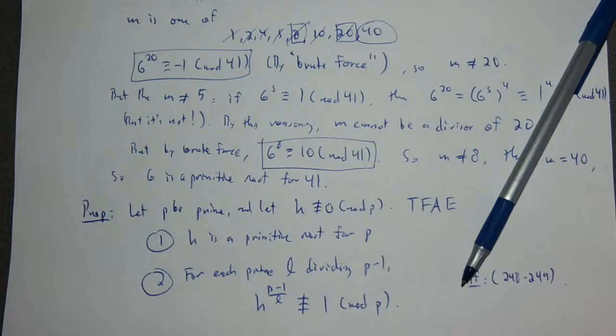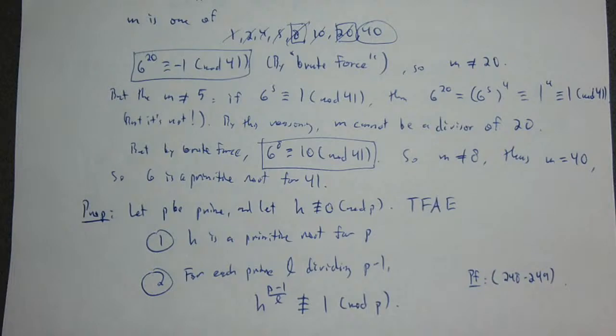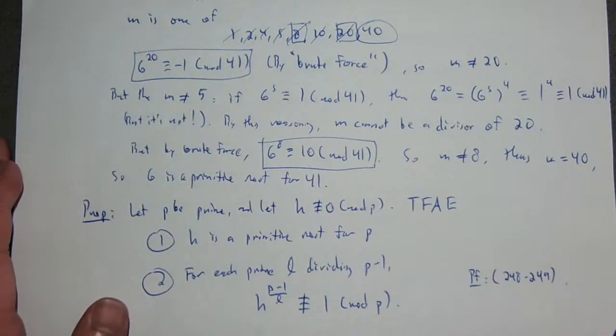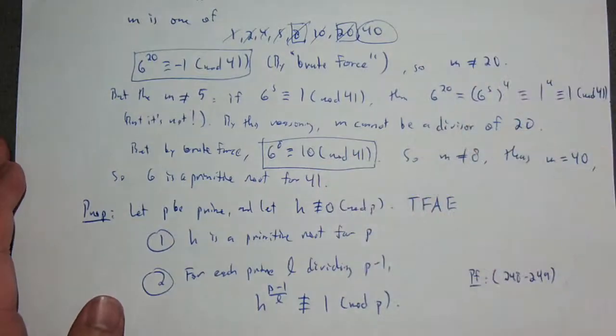Okay, so hopefully we don't have the same connectivity issues that we had yesterday. So, finishing up what got cut off from the end of yesterday's lecture. We had done this example of showing that 6 was a primitive root mod 41.